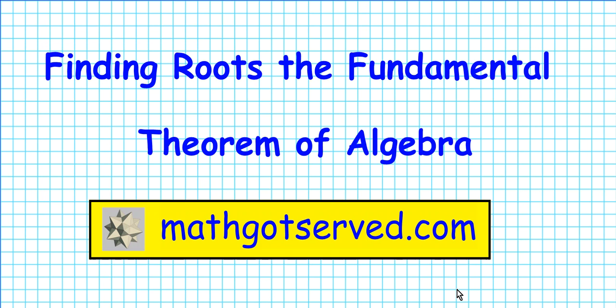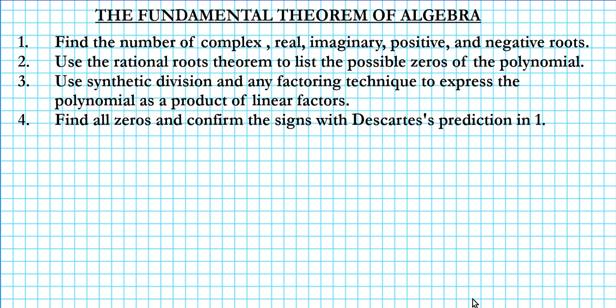In this clip, we're going to be going over how to find roots of polynomial functions by applying the fundamental theorem of algebra. The instructions for the problem that we are going to be solving are as follows. First, we are to find the number of complex, real, imaginary, positive, and negative roots of the polynomial equation. In number 2, we are to use the rational roots theorem to list the possible zeros of the polynomial.